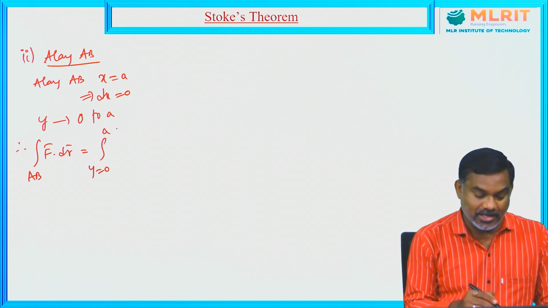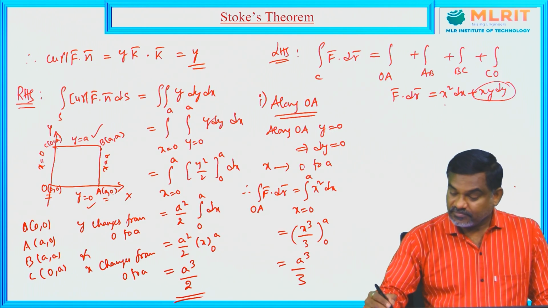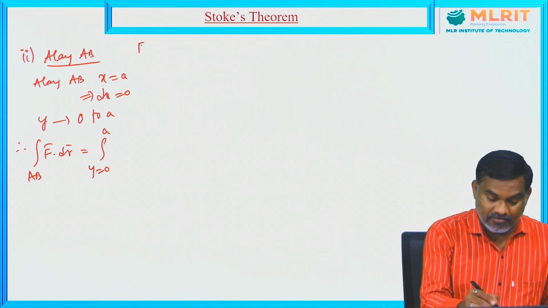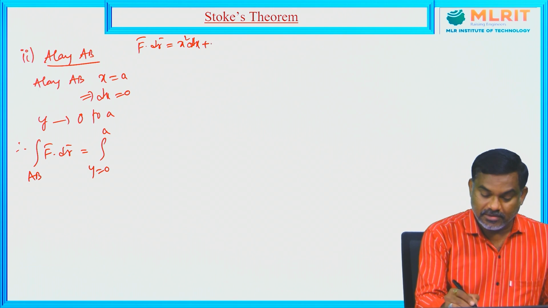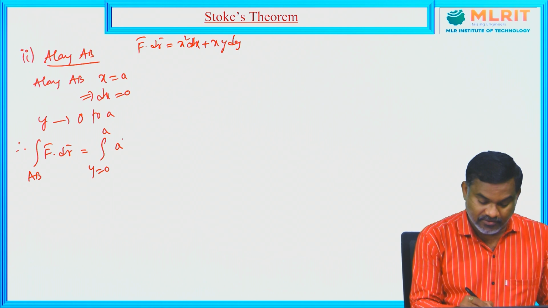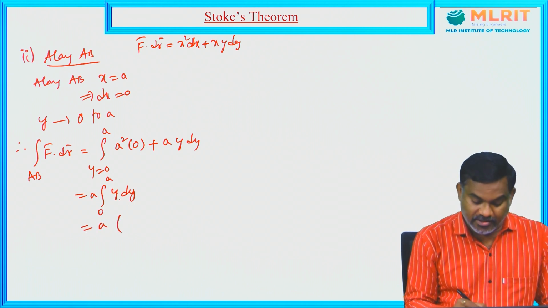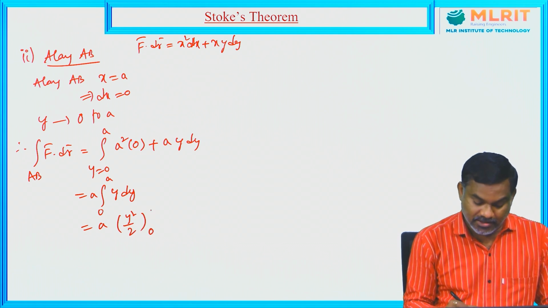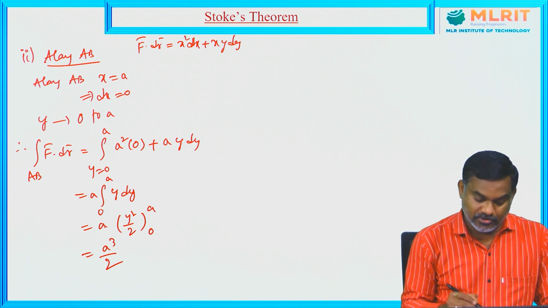Now what is f bar dot dr bar? It is x square dx plus xy dy. Now x equal to a, so a square dx, where dx is 0, plus a into y dy. So simply a constant, integral y dy from 0 to a, and the integral of y is y square by 2, and applying the limits we get a square by 2 into a cube by 2, that is, a cube by 2.